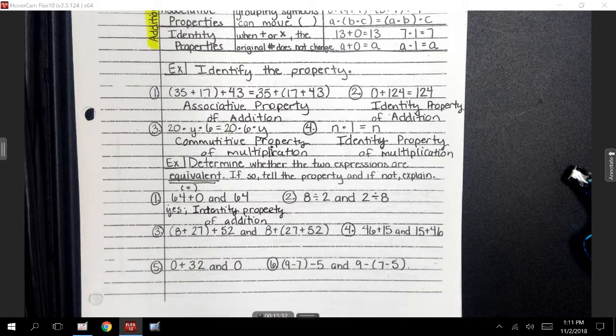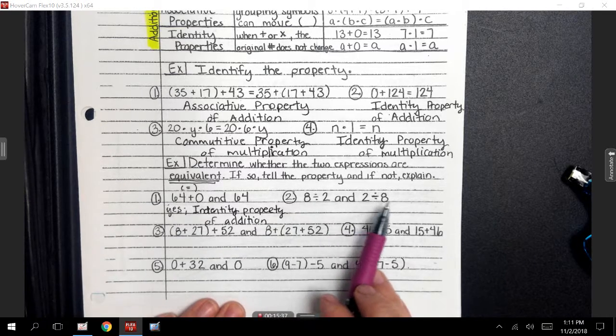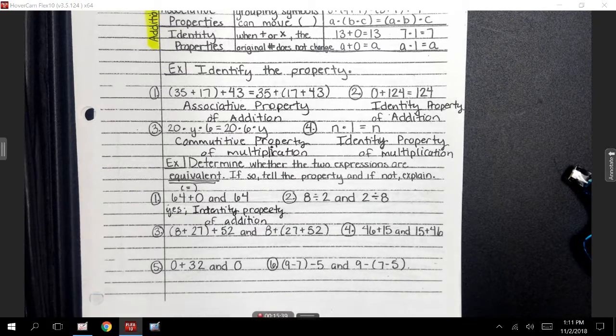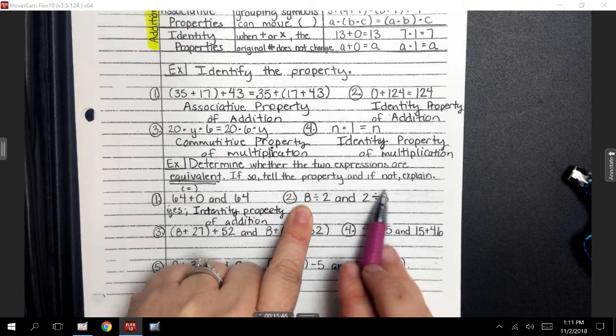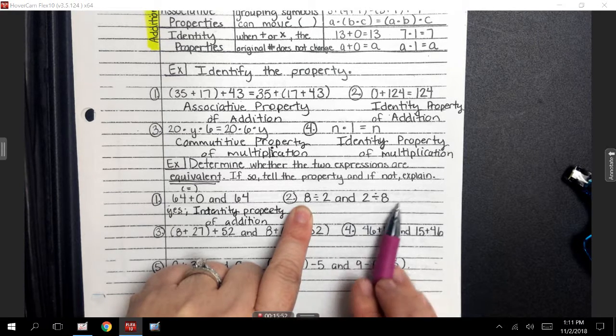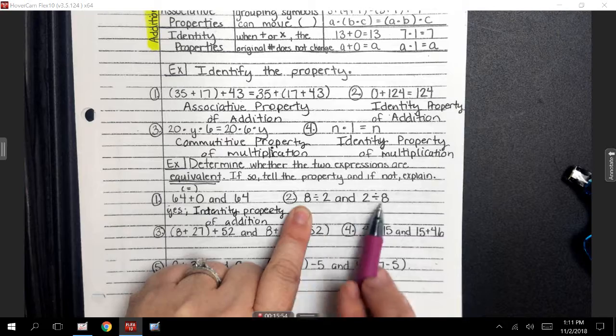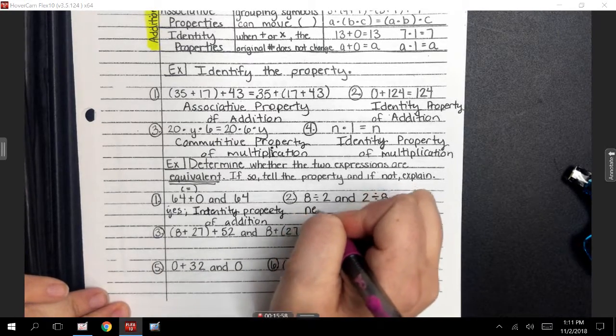All right, let's look at the next one. It says 8 divided by 2 and 2 divided by 8. Now, guys, I want to think about this logically in our head. 8 divided by 2, we know that answer. It is 4. 2 divided by 8 is going to give me some sort of decimal or fraction because can 8 actually go into 2? It's too big. So are these two equal to each other? No, these are not equivalent.